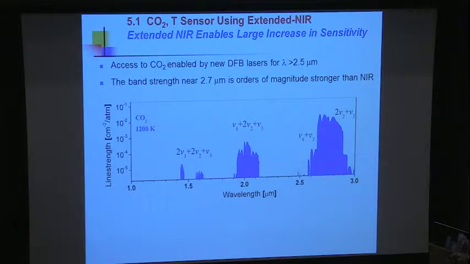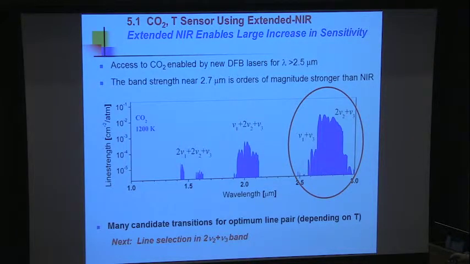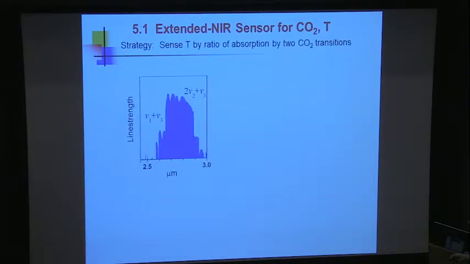Those numbers would give you the line positions of these lines and the strength at a specific temperature. But now I want it at 1200, so now you're going to have to take what is in HITRAN at 296 Kelvin and convert it. There's a lot of opportunity here for different line pairs. So we worked in this region. We picked out some lines.